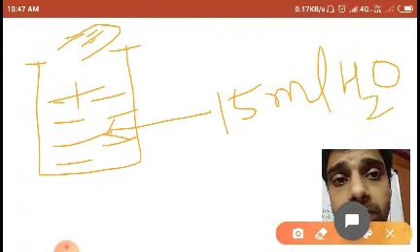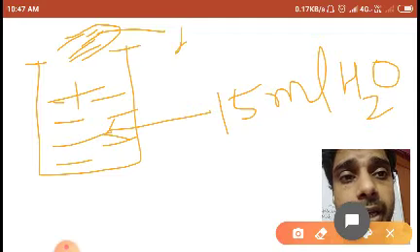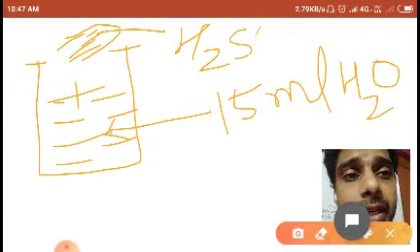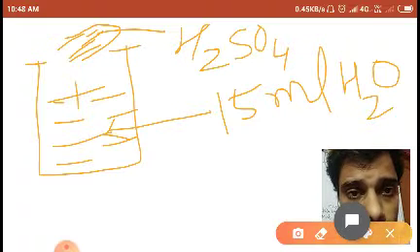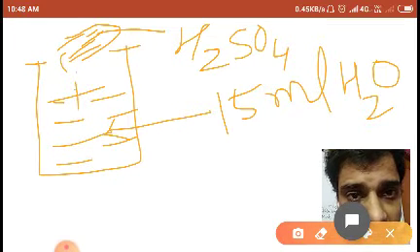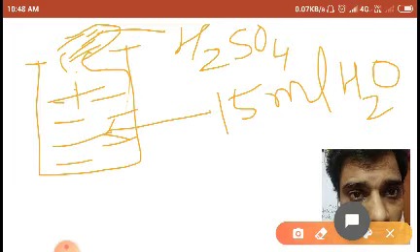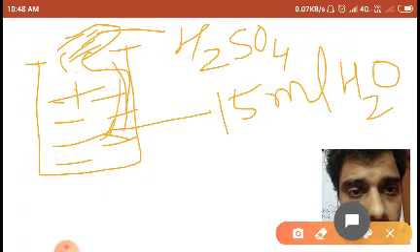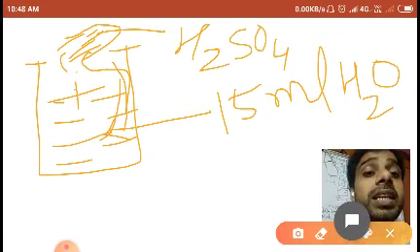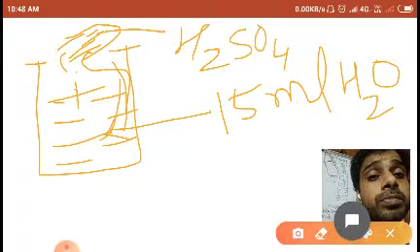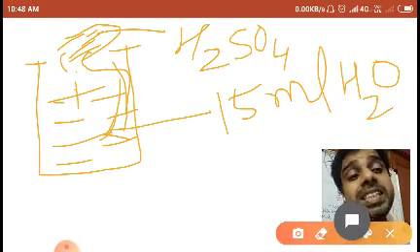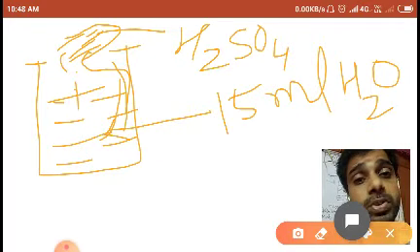Slowly, with the help of a test tube. Here H2SO4 is there, 10 ml of H2SO4. Slowly we will add it. We will not add it directly; we will add it along the wall of the beaker. Now, as it is a highly exothermic reaction, lots of heat energy will be released in this process.